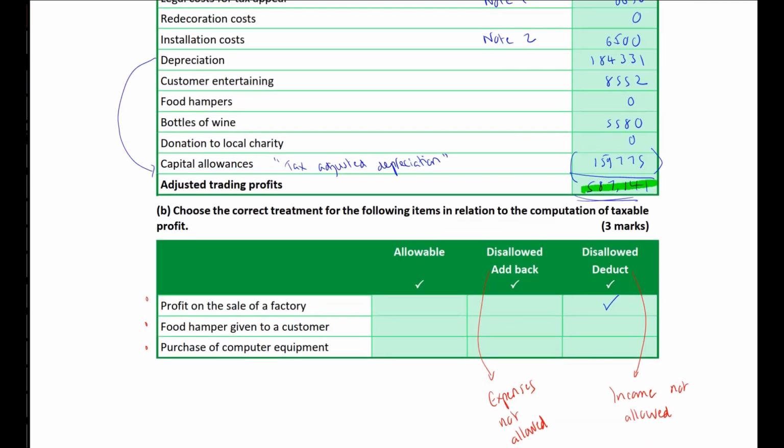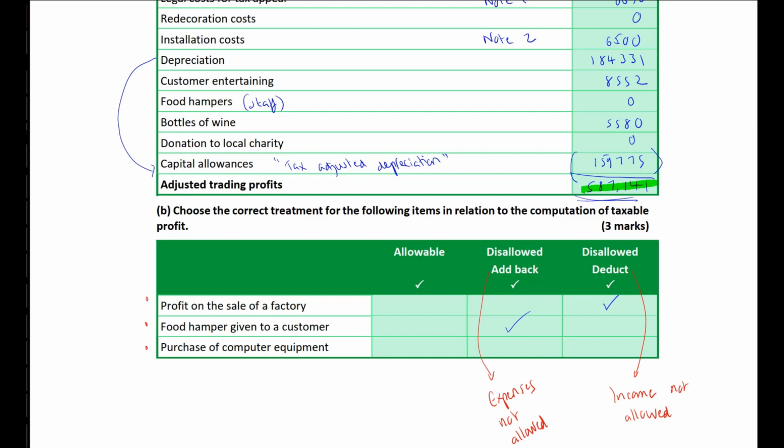Food hamper for a customer. Well, we talked about food hampers and we said not allowed. Food hamper for the staff was absolutely fine up here, but if it's for a customer, not okay. Not food, not alcohol, not vouchers, none of that is allowable for customers.